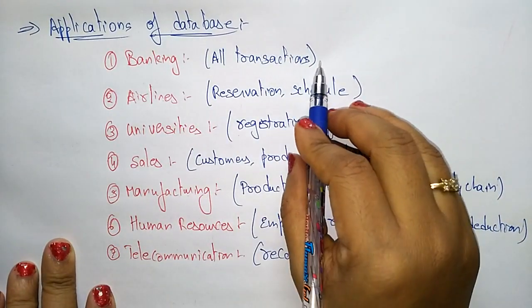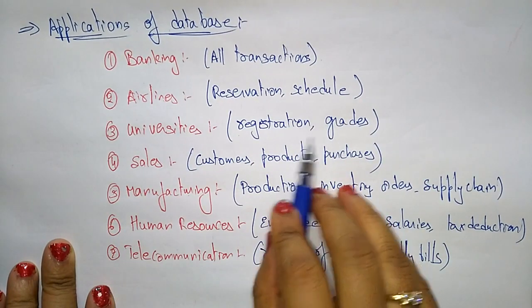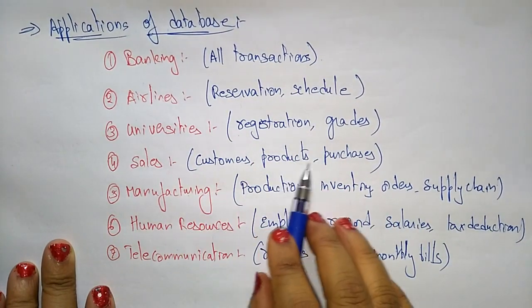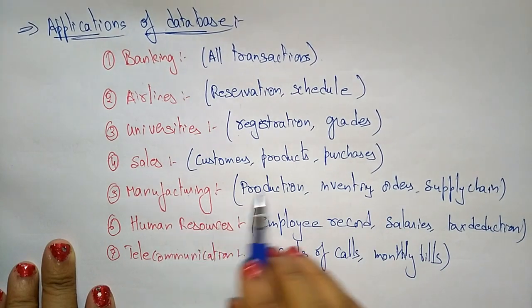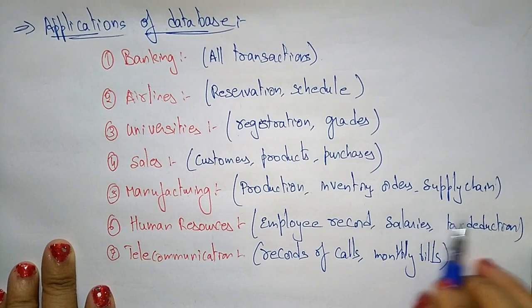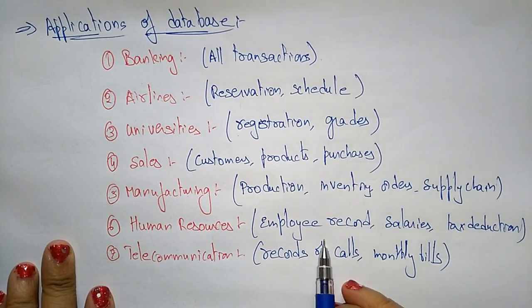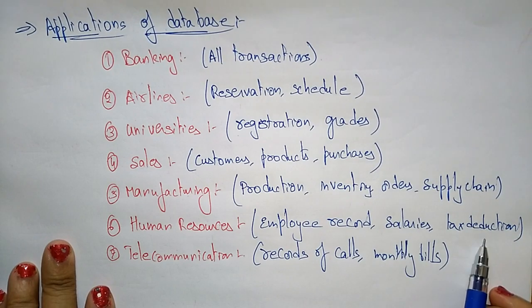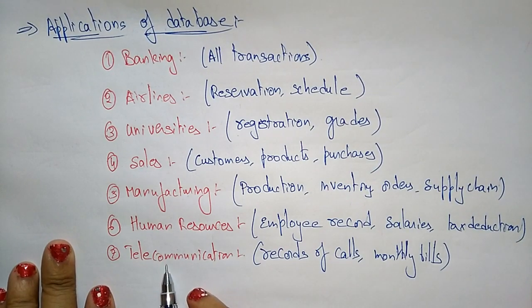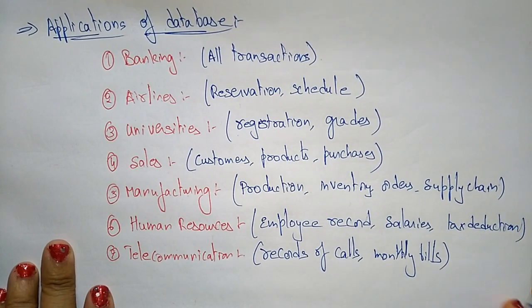In banking, they use it for transactions; airlines, for reservations and schedules; and universities, for registration. In sales, for customers, products, and purchases. For manufacturing, they use the database for production, inventory, orders, and supply chain. In human resources, they use the database for storing employee records, salaries, and tax deductions. And in telecommunication, they use the database for records of calls and monthly bills.